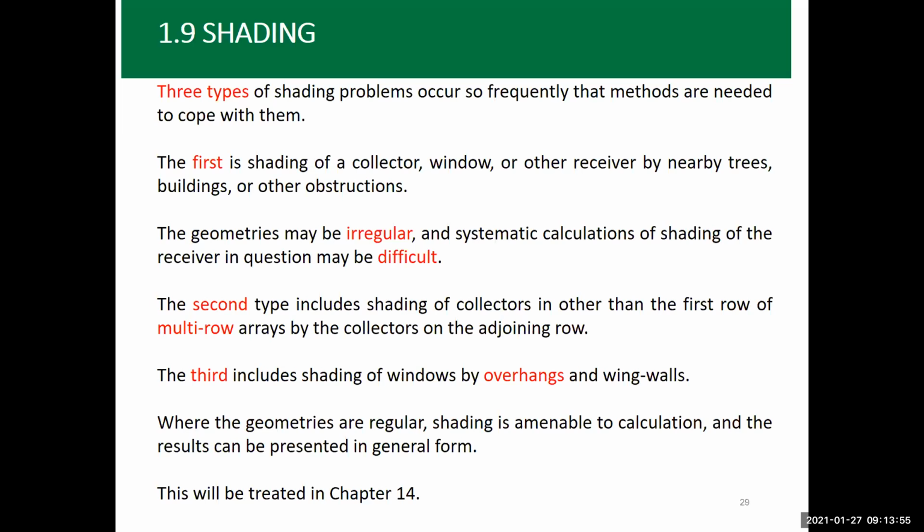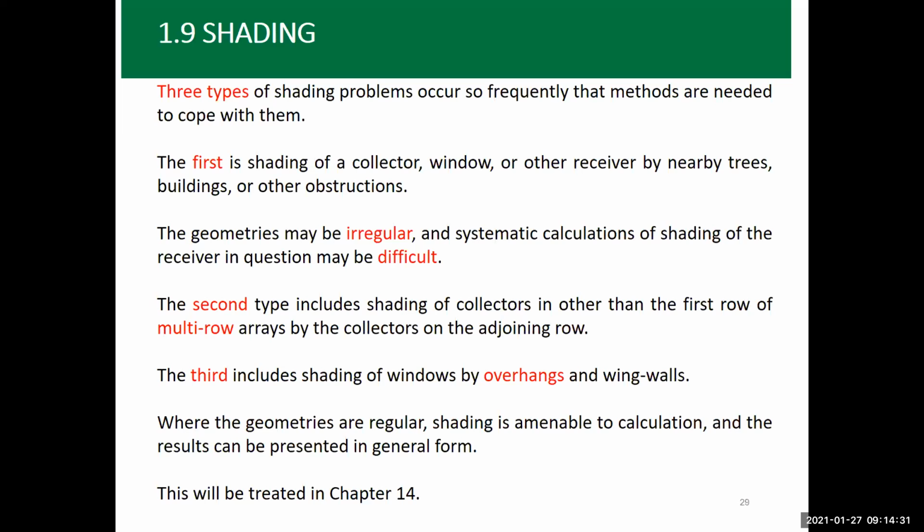The three types of shading that can occur frequently would be, first, shading for a collector or a window by nearby trees, buildings, or other obstructions. If they have a regular shape, if it's a building, then things are easy. But if it's a tree that's going to take a random shape, it's difficult to model it. So you'll have to look for the closest geometry that can represent the tree so that you can estimate how it would be.